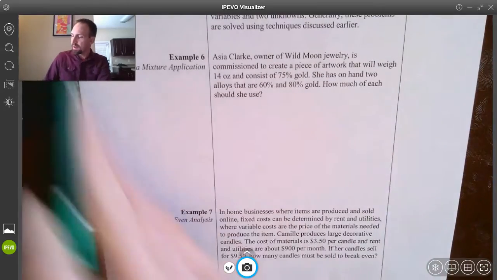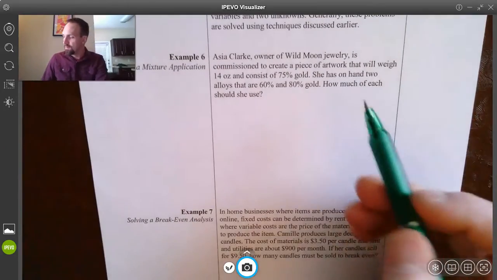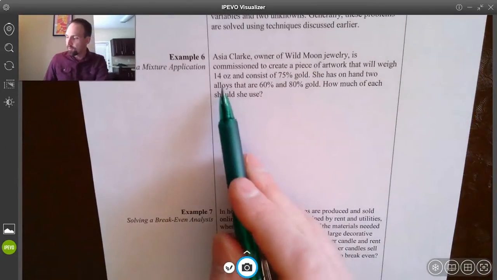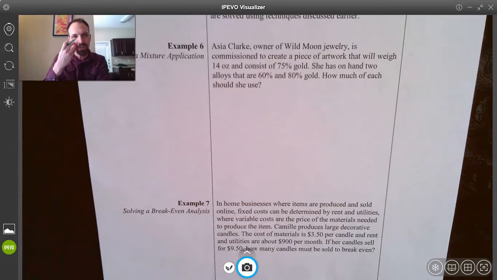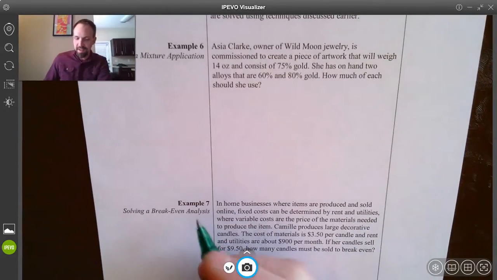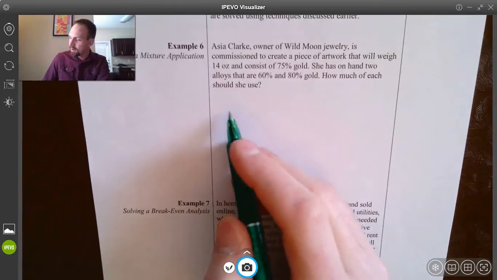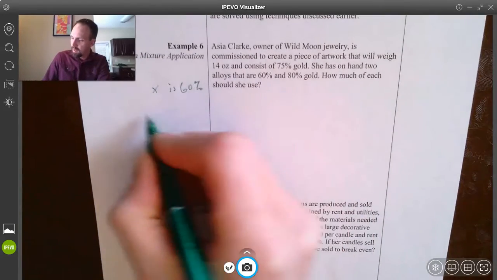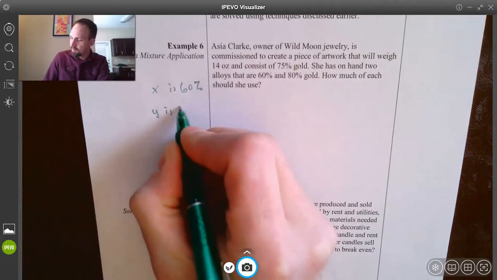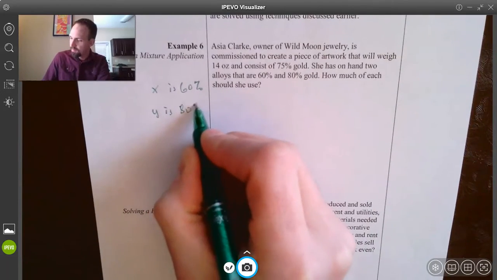This one talks about Asia Clark, owner of Wild Moon Jewelry. So we're creating a piece of artwork. It's got to weigh 14 ounces and consist of 75% gold. So this is that combination. So instead of using a table, what I'm going to say is X is our 60% gold, and then Y is our 80% gold.